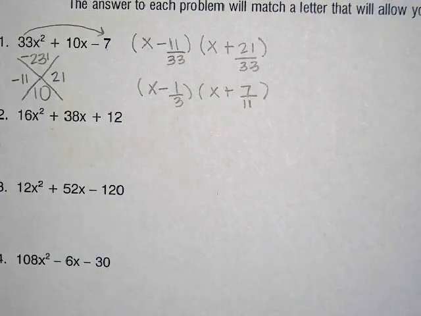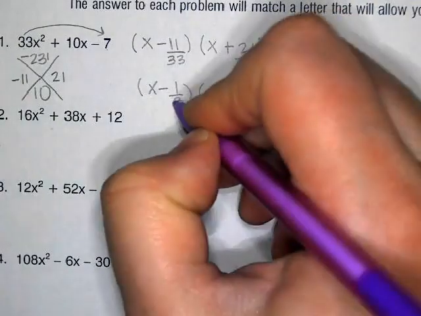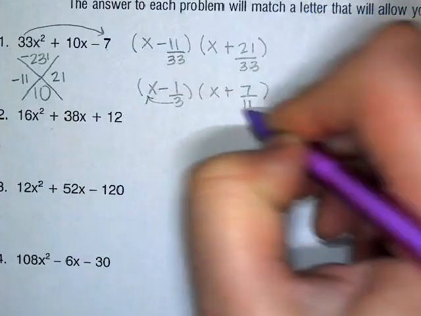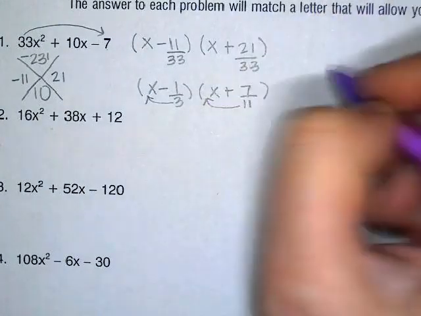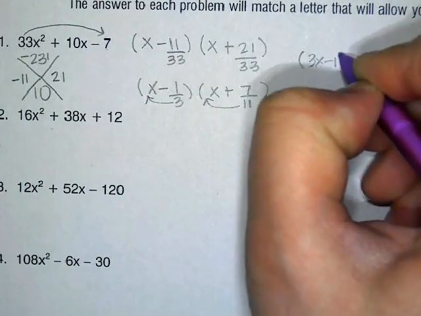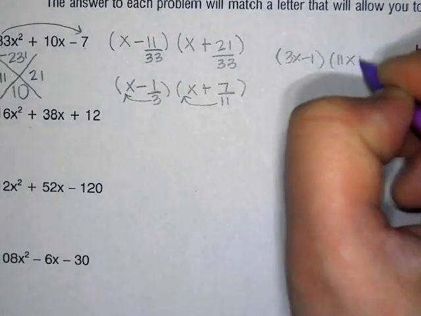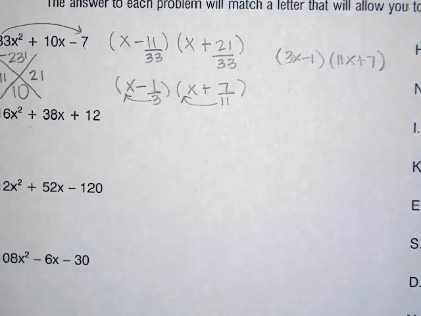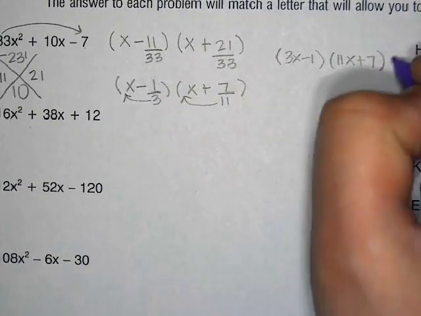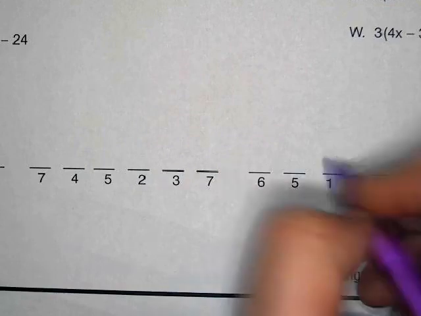And what's that step called? Do you remember? Bottoms up. So the bottom moves up to the front. And so this would be 3x minus 1 for the first parenthesis, and 11x plus 7 for the second parenthesis. The answer is D. So number 1, at the very bottom, would be D.